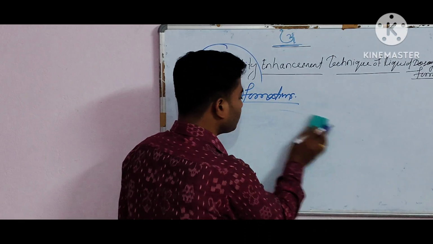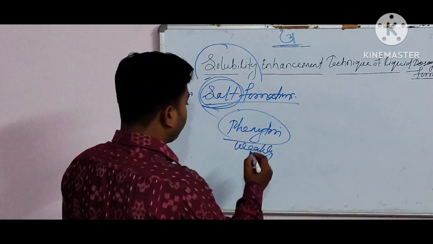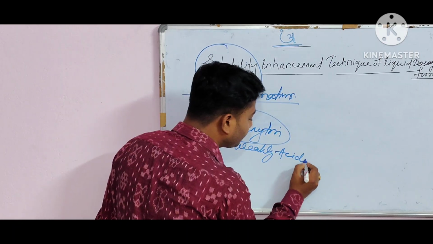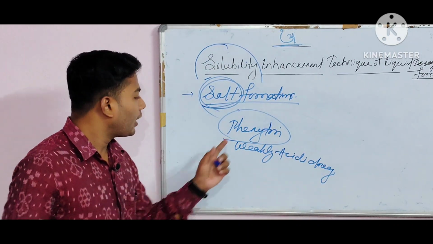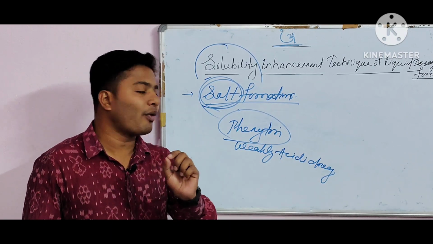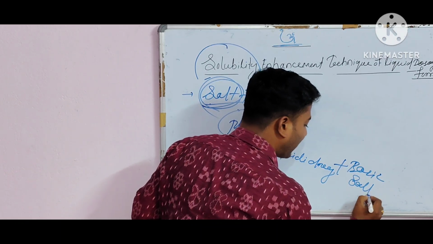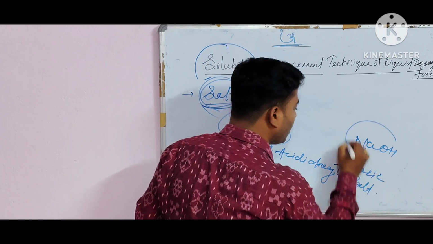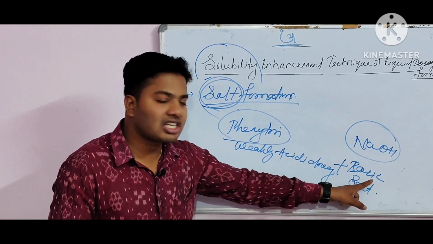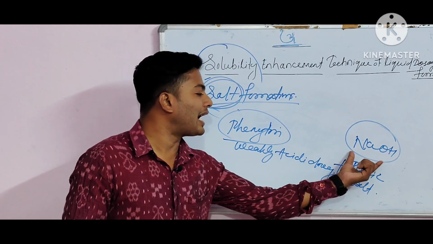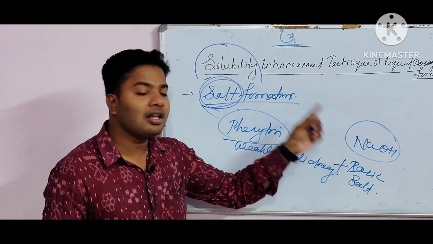How? Suppose I'm giving an example, phenytoin. Phenytoin is a weakly acidic drug. So the first point is to convert it into a salt form by adding a basic salt, for example NaOH, that is sodium hydroxide, which is highly soluble in water. So when you add the basic salt to the weakly acidic drug, or when you add sodium hydroxide to phenytoin, it converts into the salt form. That's why it is highly soluble in water.